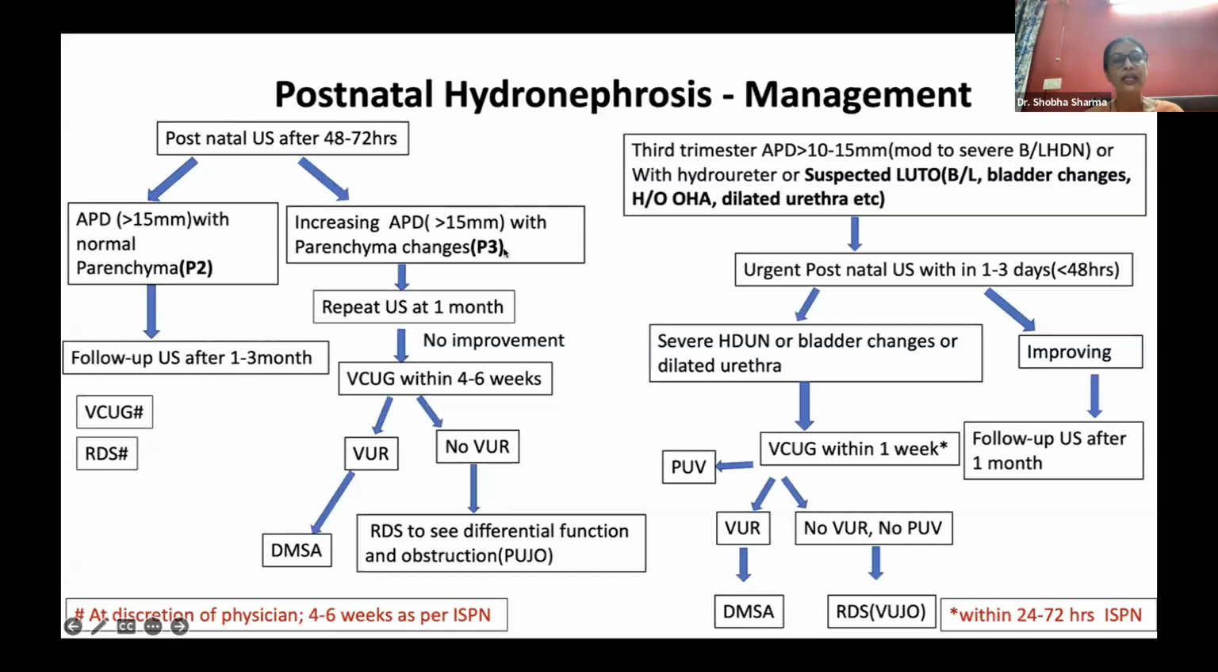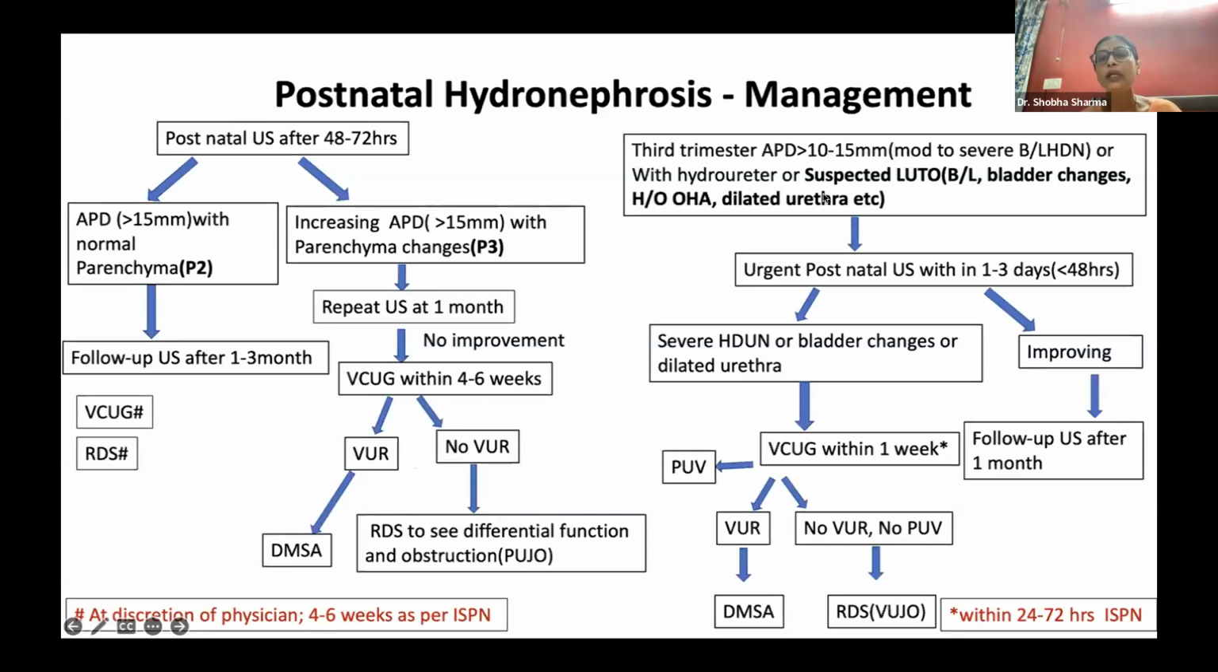Then if there is P3 classification, there the early ultrasound at 1 month is suggested, which is the same as the guideline given by ISPN. And if there is no improvement, of course, they undergo the VCUG. And if there is no VUR, we have to do the RDS scan, renal dynamic scan. I will just discuss a slide about what RDS is and its importance. In cases where there is VUR, we would like to see whether there is an obstructive system or what the differential function is. For that, we do the renal dynamic scan. And if there is VUR, we want to look for scarring, and for that we do the DMSA scan, which is a static scan. So this is almost similar to what we see in the ISPN guideline.